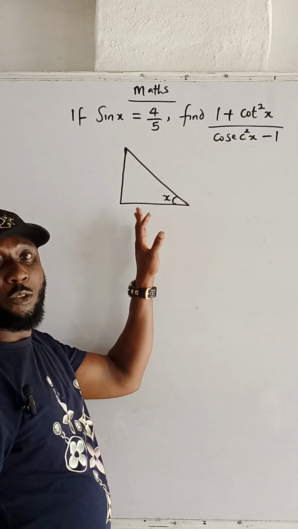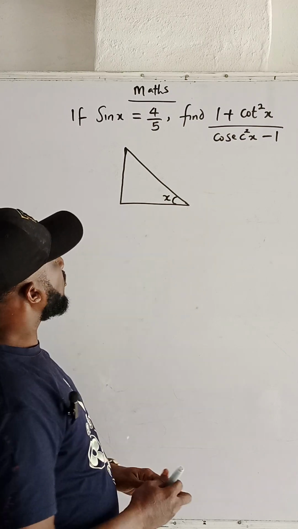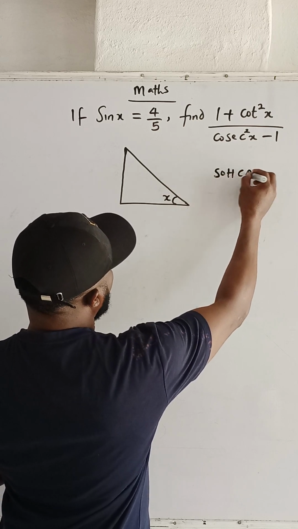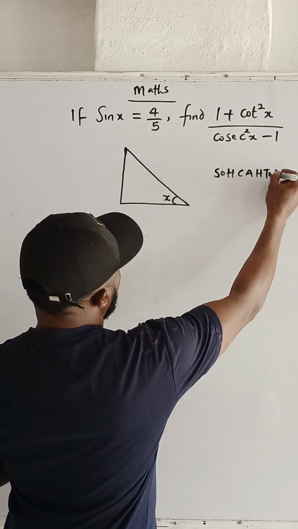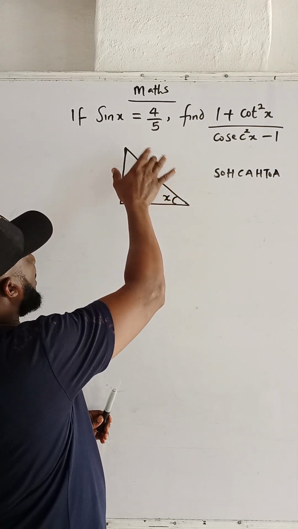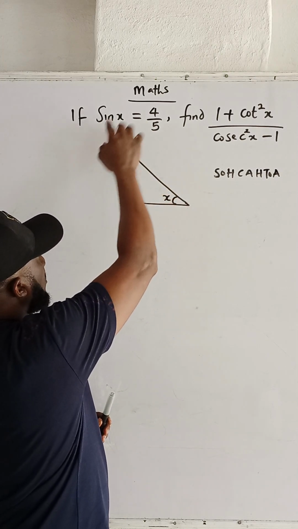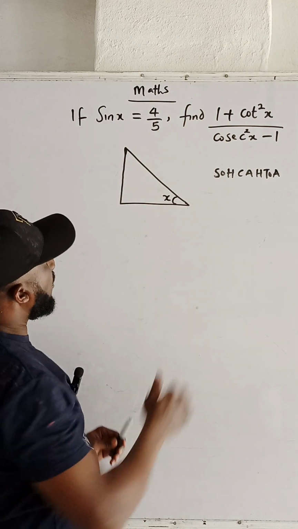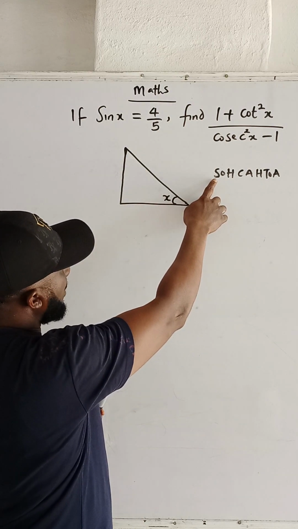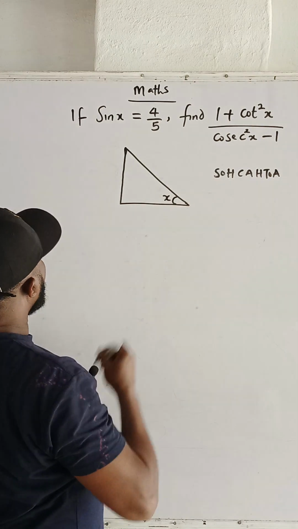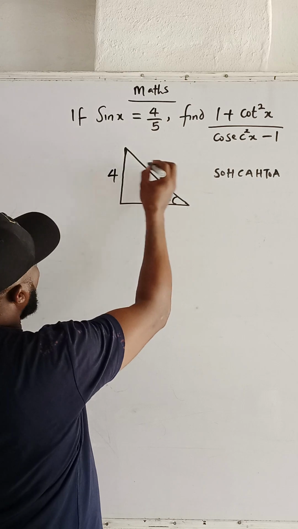Now I have a right angle triangle here. So from the acronym SOHCAHTOA, I can actually fit in the sine of angle x, which is 4 over 5, into this triangle. And from SOH, which implies that sine is equal to opposite over hypotenuse, I can write here 4 and here 5.